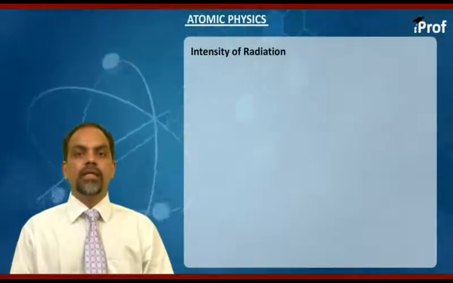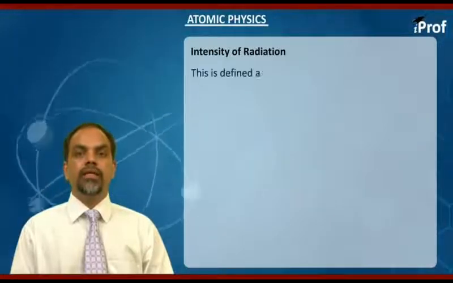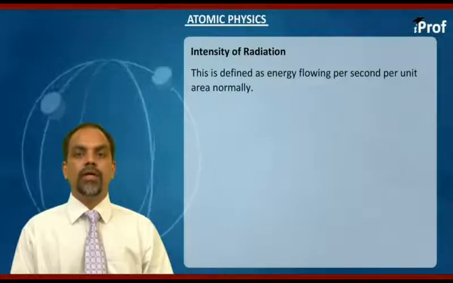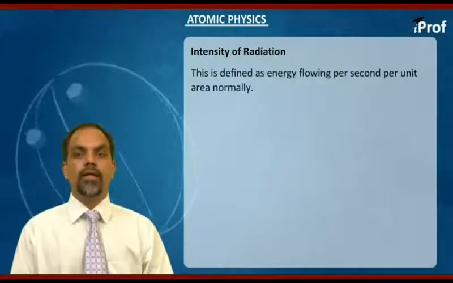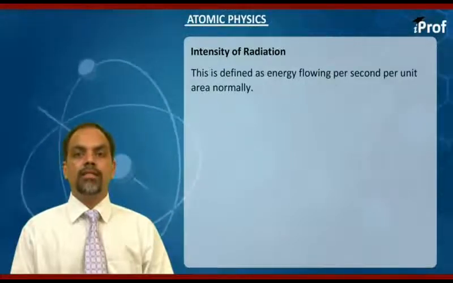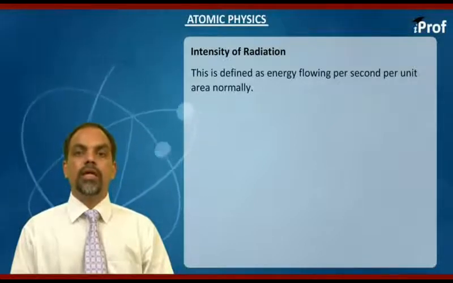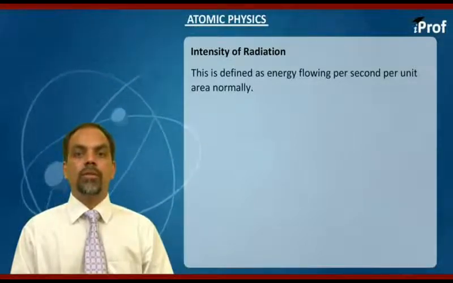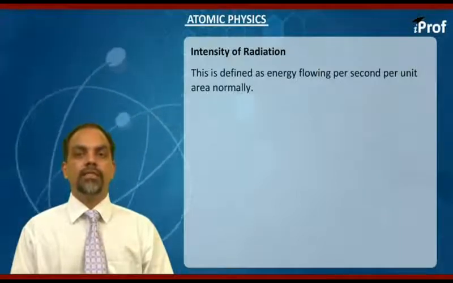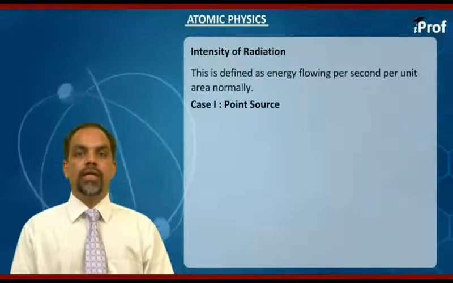Intensity of radiation is simply defined as energy flowing per second per unit area normally. I repeat, intensity at any point is defined as energy flowing per second per unit area normally. Here I stress the word normally. Now let's understand two specific cases. The first case deals with point sources.